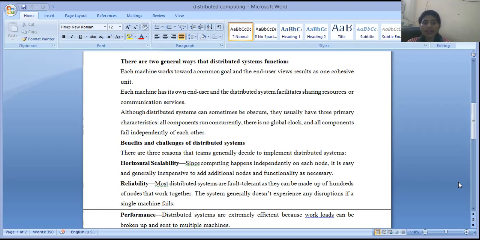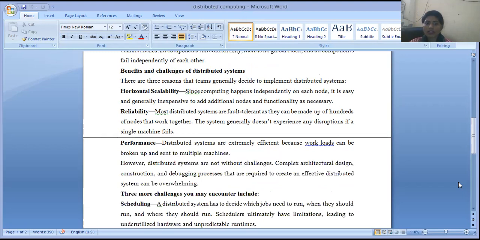Now, benefits and challenges of distributed systems. There are three reasons that firms generally decide to implement a distributed system. First is horizontal scalability. Second is reliability. Third is performance.